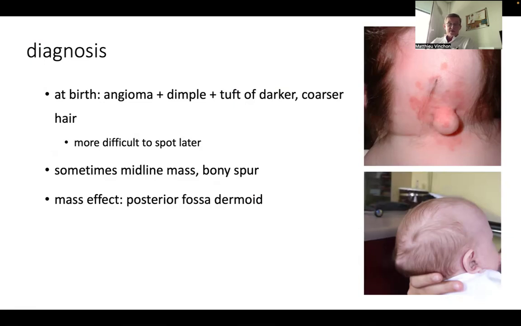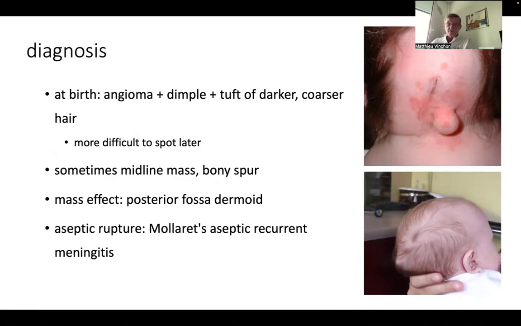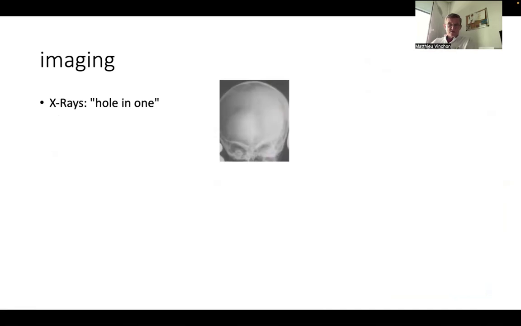Sometimes the patient can present because of a posterior fossa mass, which is the dermoid cyst, or of aseptic meningitis. It is the classical aseptic recurrent meningitis described by Mollaret a long time ago. But of course, you have also septic meningitis and abscess in cases which were not diagnosed early enough or not operated adequately, as I shall show.